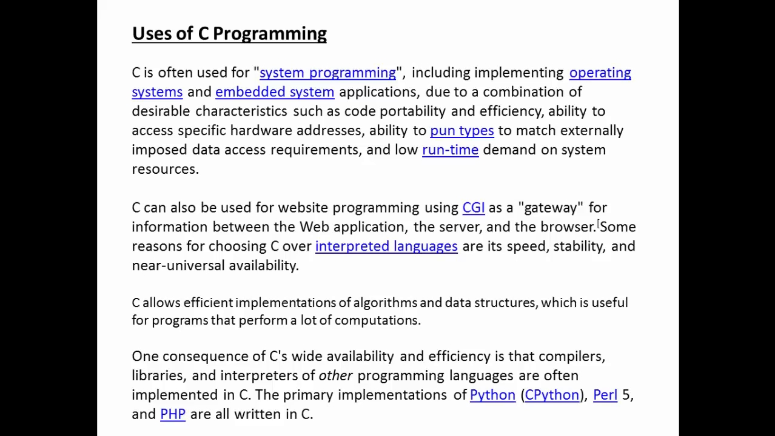C also has wide availability and efficiency, such that the interpreters of other programming languages were designed in the C programming language. The most widely used were Python, Perl, and PHP. All of their interpreters were implemented in the C programming language. So this is the basic introduction to the history, origin, and usage of the C programming language.